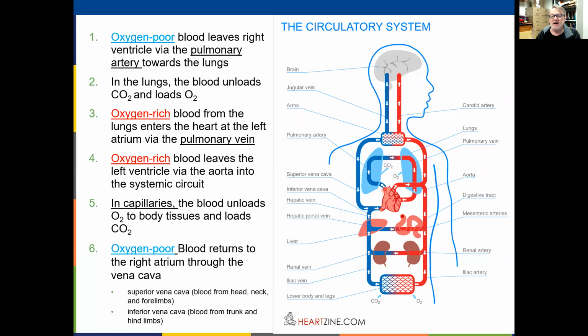As the deoxygenated blood leaves the heart and goes up to the lungs, now we have the most oxygenated blood in the entire body, because this just came out of the lungs, and it's going to travel to the heart, to the left atrium. Because it's traveling to the heart, that's called the pulmonary vein. This vein is highly oxygenated.